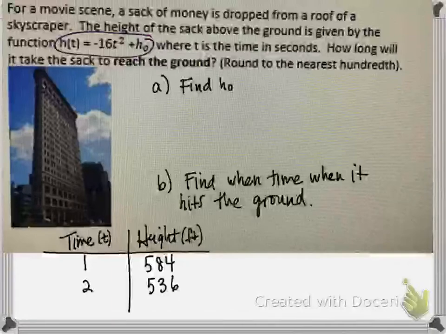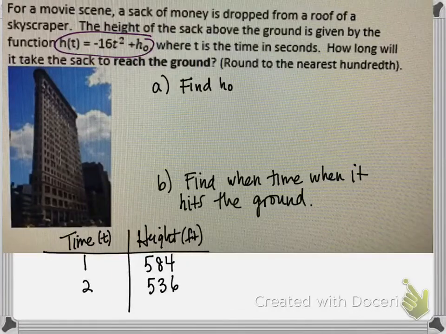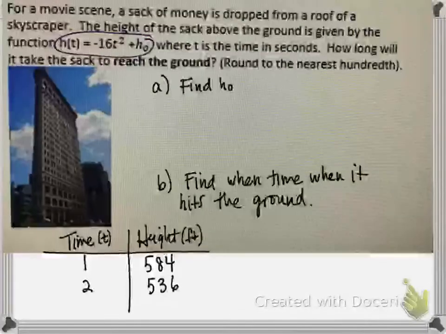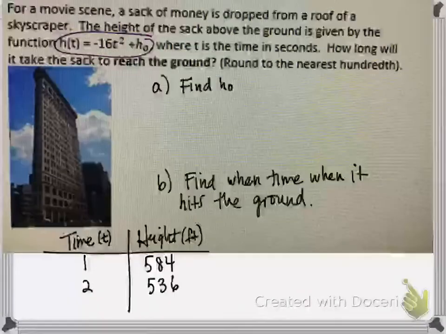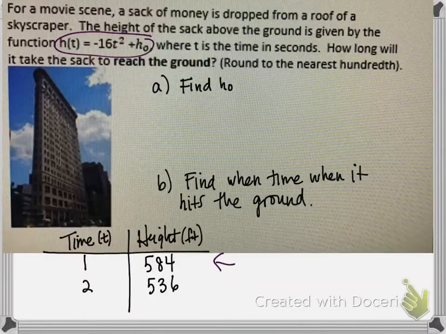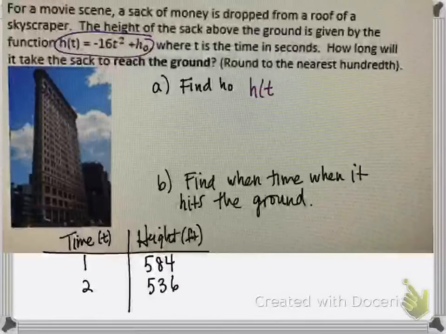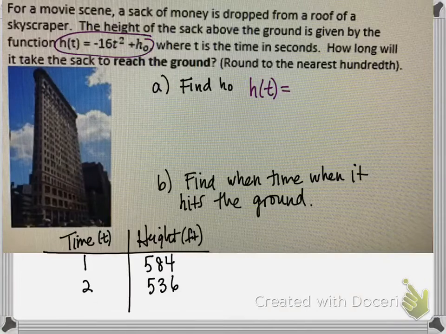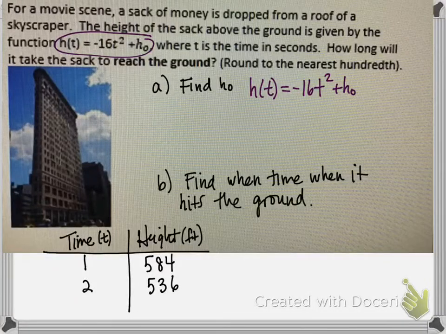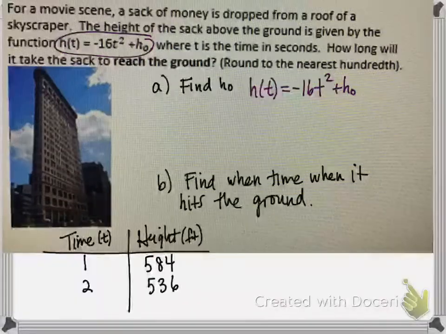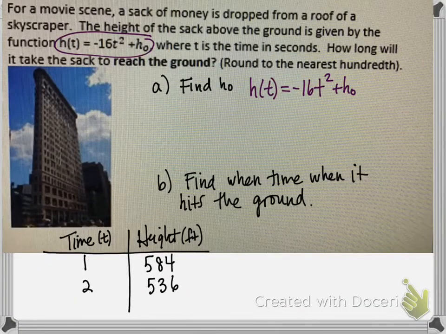So the very first thing we have to do is find h of 0, and that is the initial height of this skyscraper. And we can do that using this chart here. So let me write the equation. Height in relation to time is equal to negative 16t squared plus the initial height. So all I have to do is pull an ordered pair from this chart.